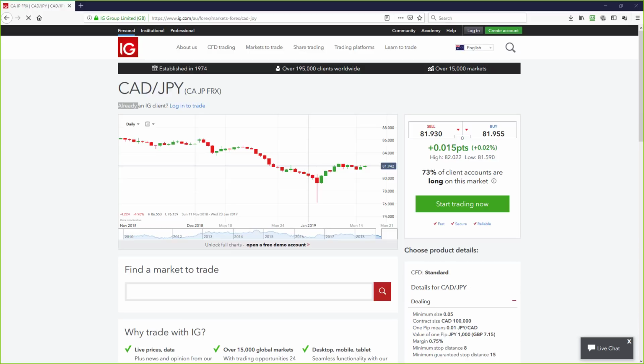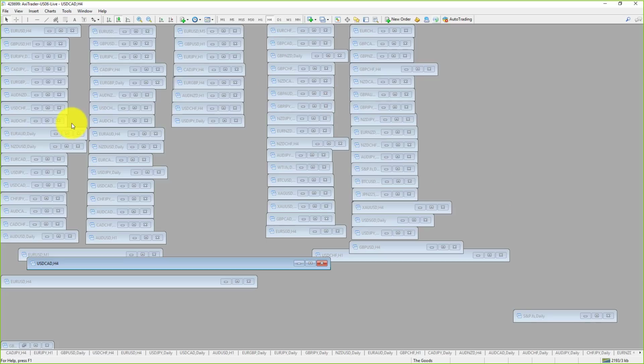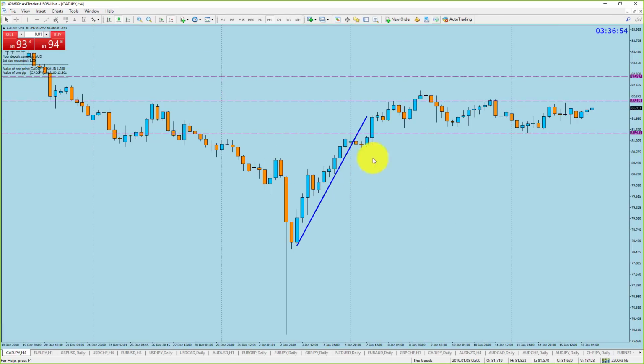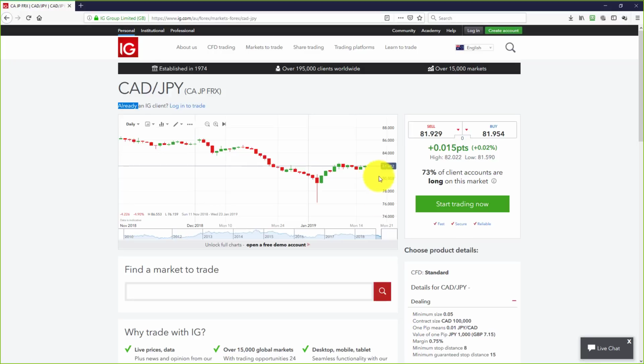Well, this is a count of who is doing what. And if I look at my charts on the CAD yen, what you're going to notice is it's been going up pretty hard since this bounce down here, and all of our trader buddies, they're all in on it. They're all going long.